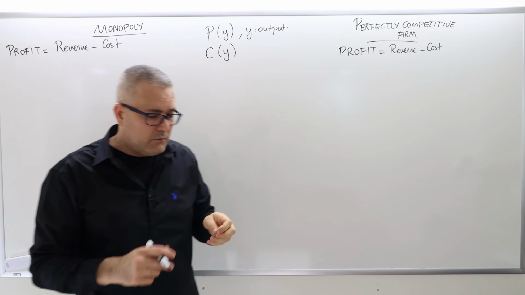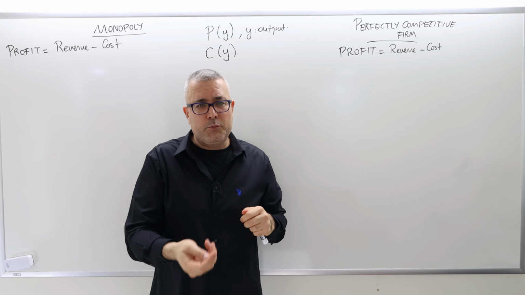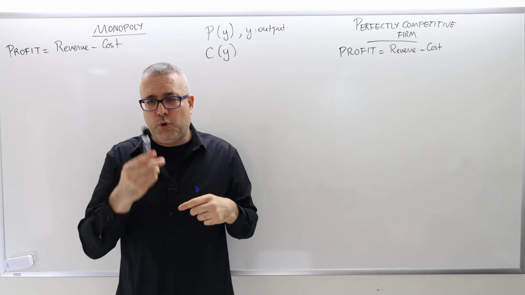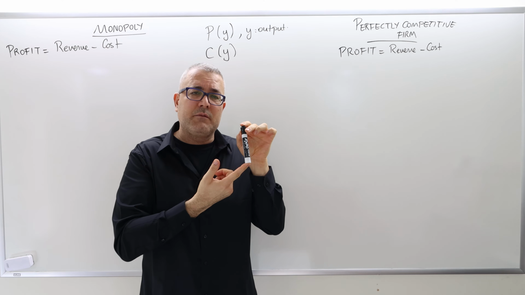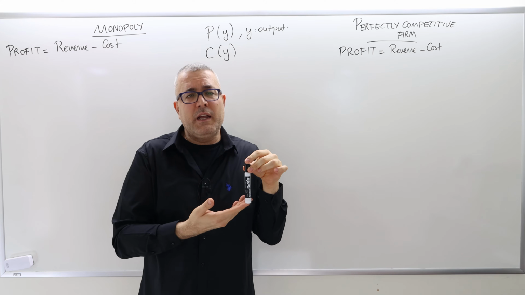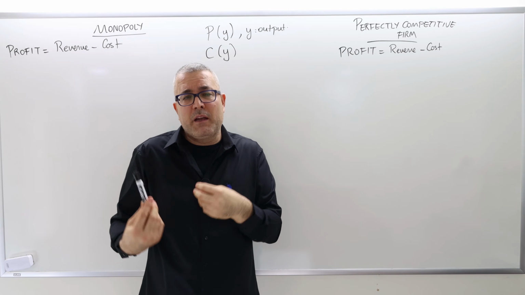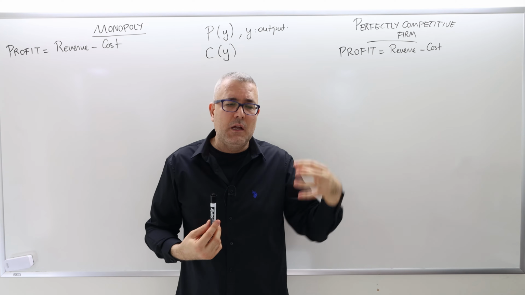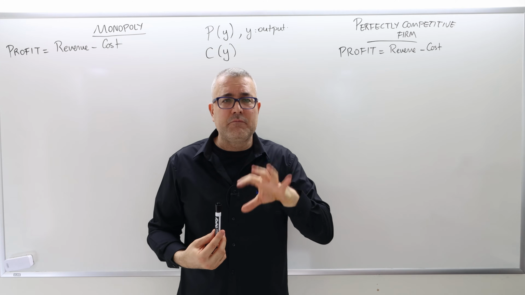What about revenue? Revenue is the amount of money you raise by selling your product. Let's say one product is $1, all right? If I sell 10 of those, how much money am I going to get? 10 times $1, $10. So that's my revenue. So revenue is always the price of the product times the quantity you sell.